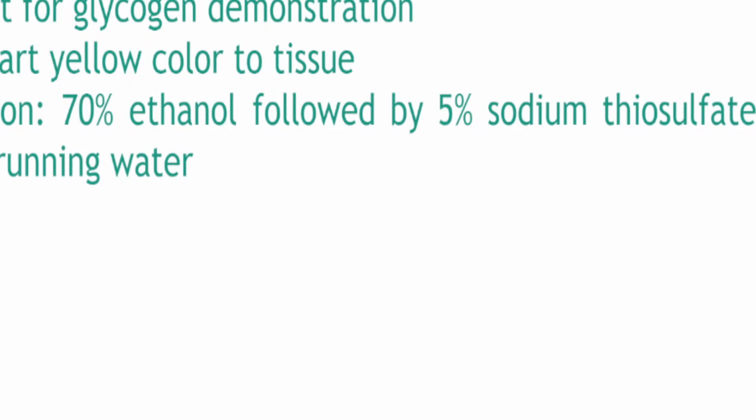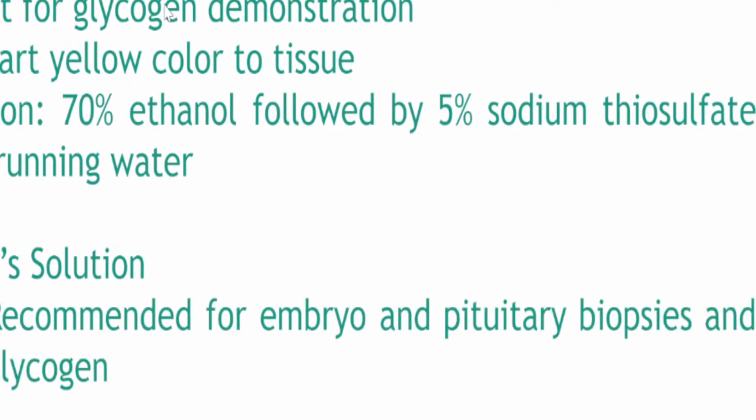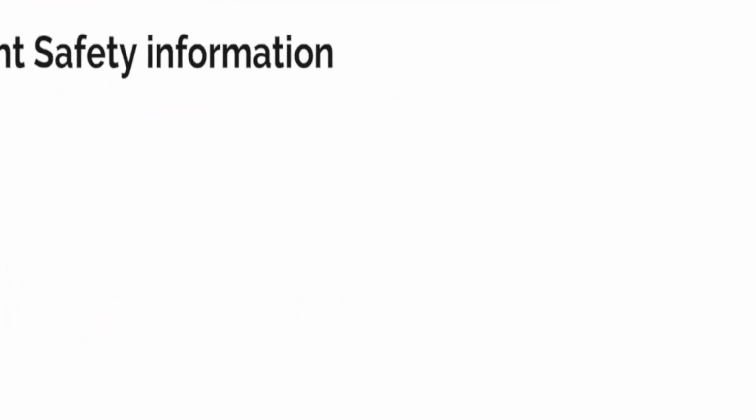And to solve that particular issue, we want to add a 70% ethanol followed by a wash of 5% disulfate. Okay? And the most common is Bowen solution, which is recommended for embryo and pituitary biopsies, as well as glycogen, as I mentioned before. And then we have also Brazil's alcoholic picroformal, which can be used for glycogen studies as well. Okay? Next, important safety information.